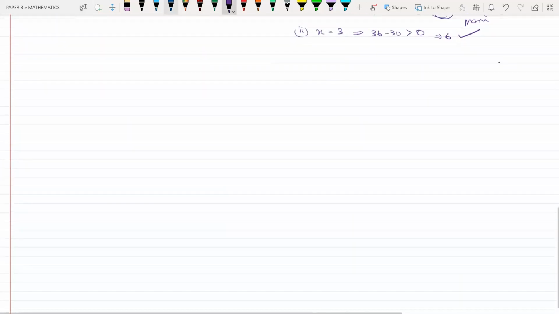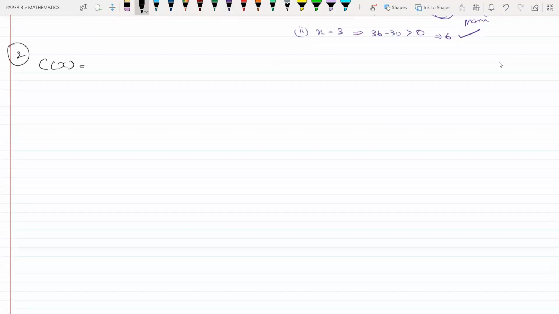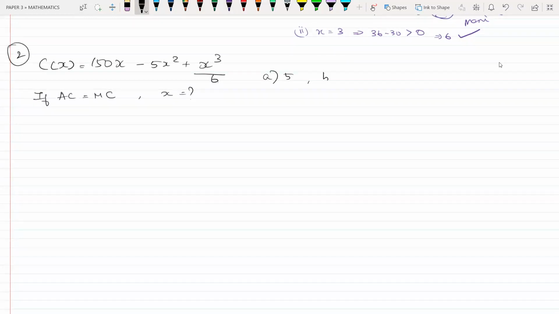Okay. Final question we will do. They have given cost of x is equal to 150x minus 5x² plus x³ divided by 6. And they have given if AC is equal to MC, then what is x? Option A 5, option B 10, option C 15, option D 20.